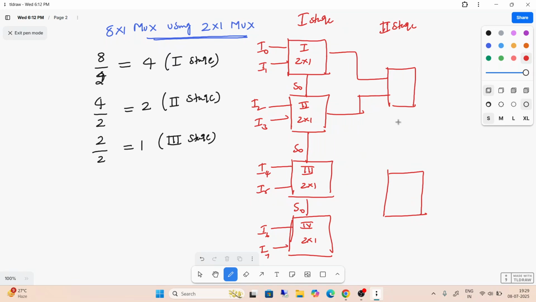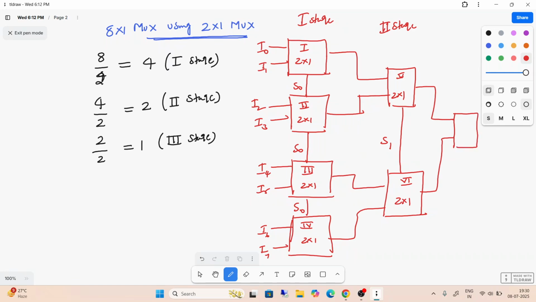2x1 muxes. So this is the 5th mux and this is the 6th mux, both 2x1 muxes. This one is given to this one. What is the common selection line? S1 is the common selection line, and this output is given to one more 2x1 mux. This is the 7th mux, a 2x1 mux, and the selection line is S2, and the output is Y. So like this you need to implement.